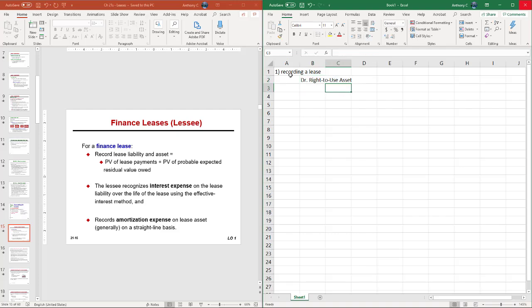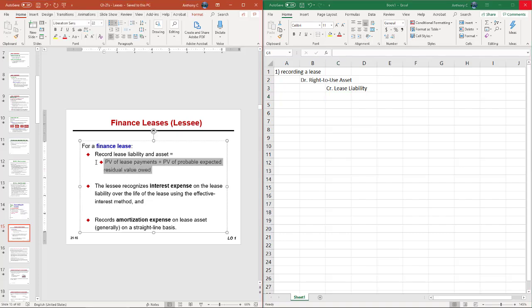Second, by signing a lease, we're agreeing to make future lease payments. So now we have an obligation to make these future payments. So we're going to credit a lease liability. The amount we're going to record for the asset and the liability is going to be the present value of our lease payments plus the present value of any probable expected residual value owed.